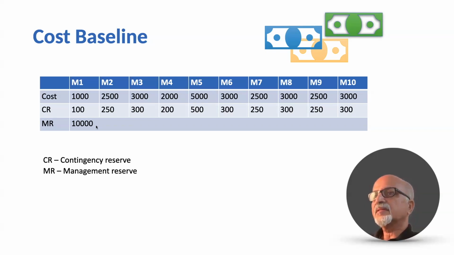Then we have another category of buffer, that is the management reserve. This can be used only with the consent of the senior management, and this is basically for scope changes. So if we come out with a cost estimate, and to the cost estimate we add the contingency reserve as well as the management reserve, we arrive at a cost baseline. Once the cost is baselined, any changes to it need approval from the senior management.